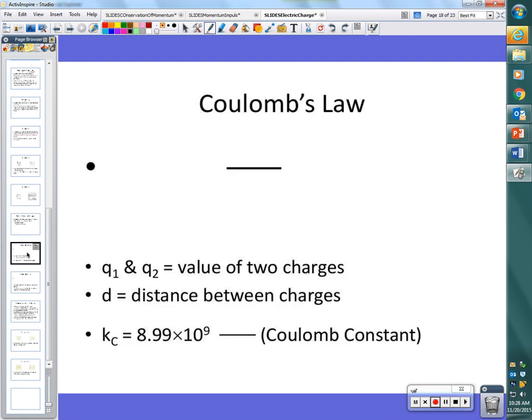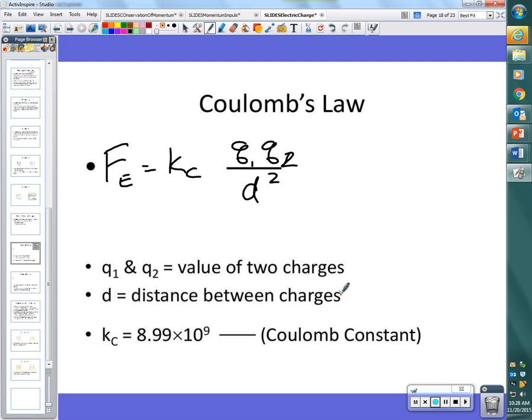So Coulomb's law describes for us the force that charges exert on one another. And you guys have this written down, right? F sub E equals K sub C, Q1, Q2, over D squared. All right, now, I have what all those things mean at the bottom, but let's talk about them more in what they do to the charge, okay?